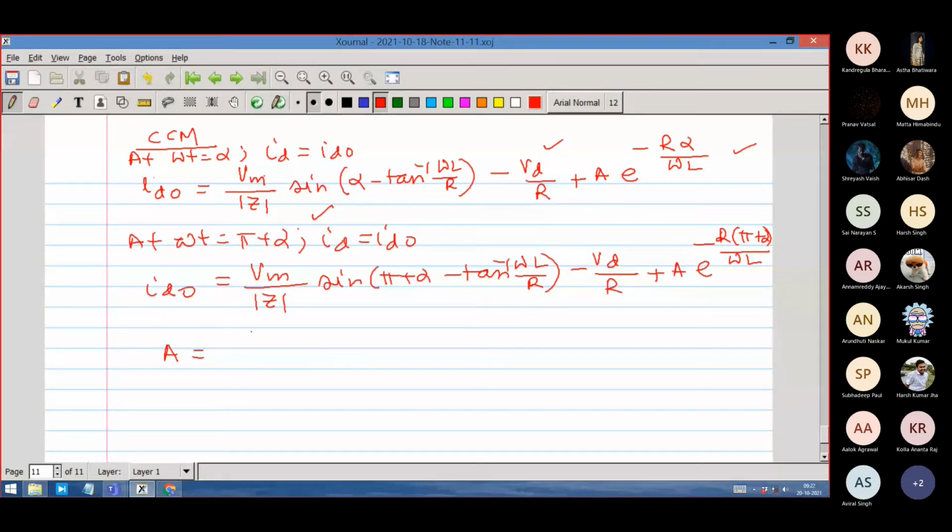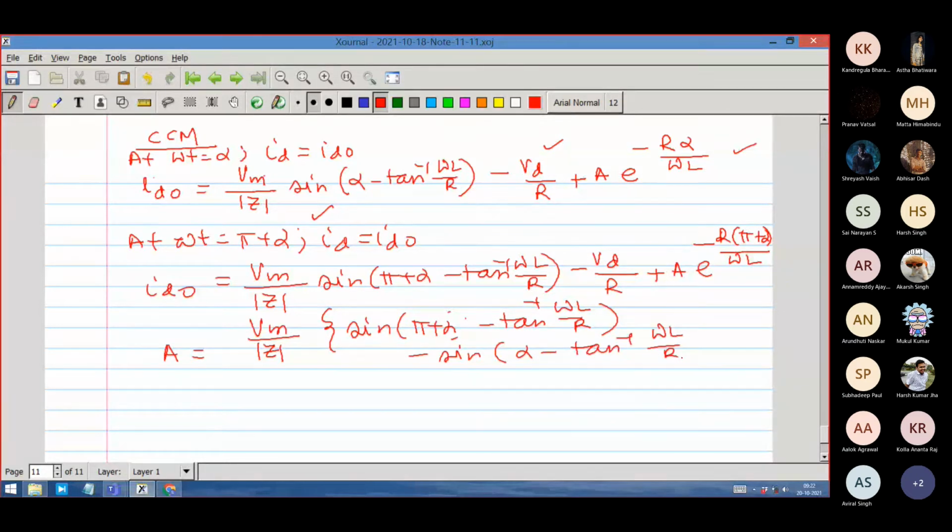into sine of pi plus alpha minus tan inverse omega L by R, okay, minus sine of alpha minus tan inverse omega L by R, right, divided by e to the power minus R alpha by omega L minus e to the power minus R (pi plus alpha) by omega L. That is the unknown constant of integration A.